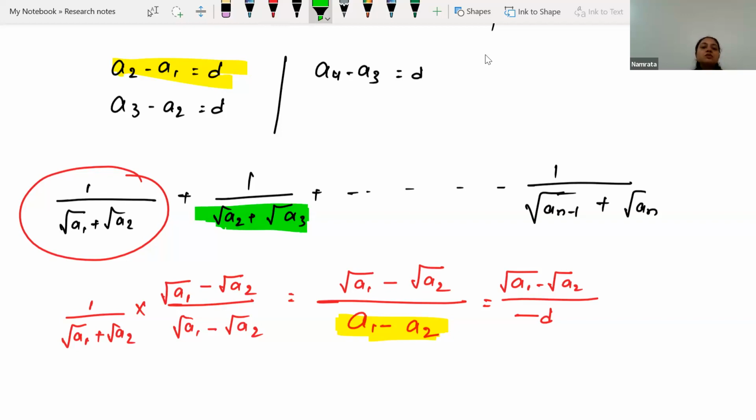Can you see it? Two consecutive terms are there, and we will be getting the difference, but not in a proper sequence. We will be getting a2 minus a3, that means minus d only, right, Lena? Yes, ma'am. This green one will also be minus d in the denominator, yes or no? Are you there? Yes, ma'am.